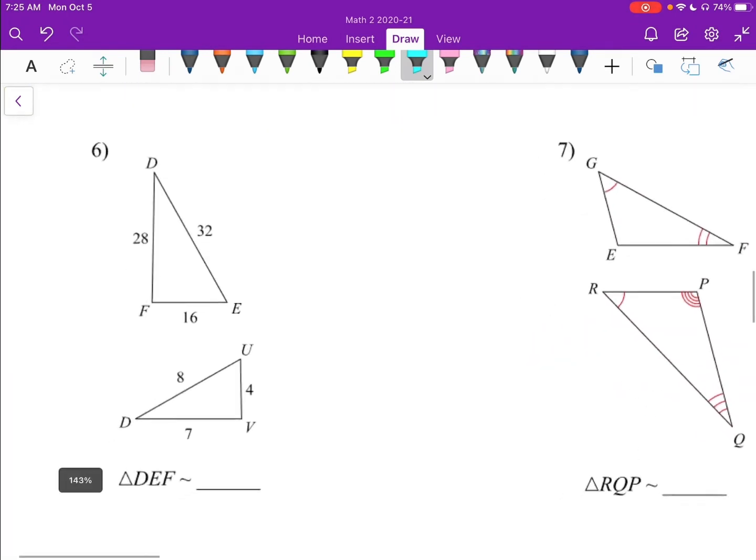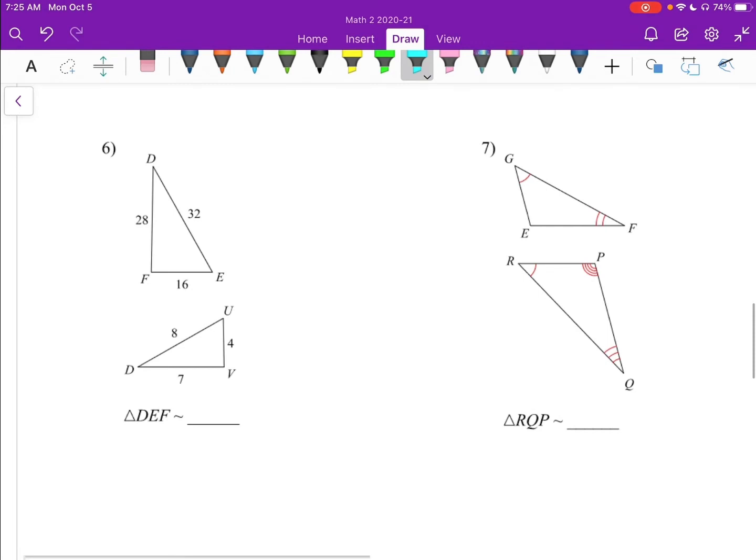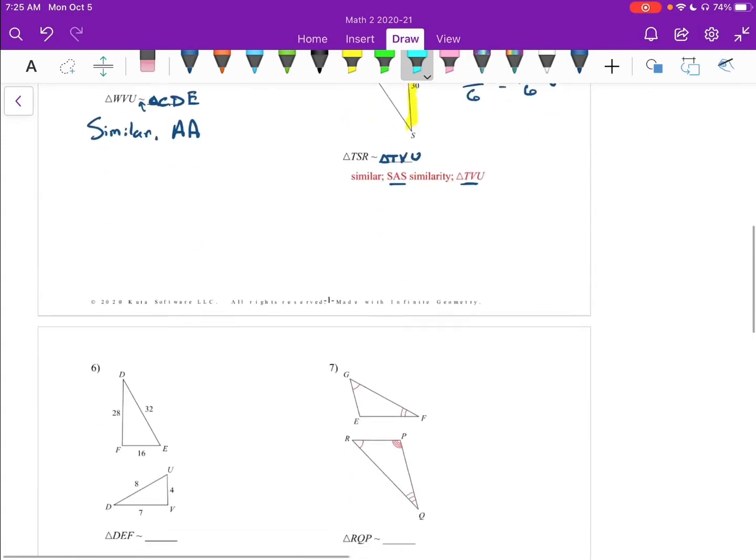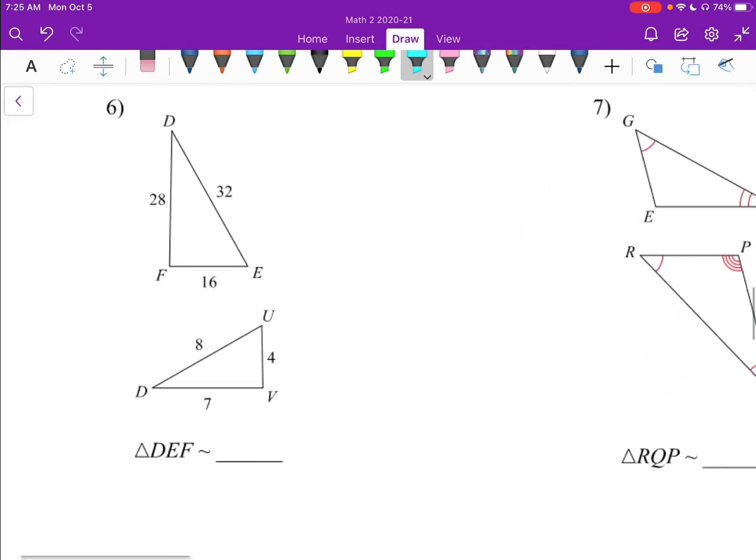All right, number 6. In number 6, we see no angles listed, so we're going to hope that side, side, side works. Let's find the shortest sides here. On the top one, the shortest side is 16, and on the bottom one, the shortest side is 4. On the top, the next smallest is 28, and it goes with 7. And then we have 32 and 8. The only reason I do that is so that I know which one goes with which.